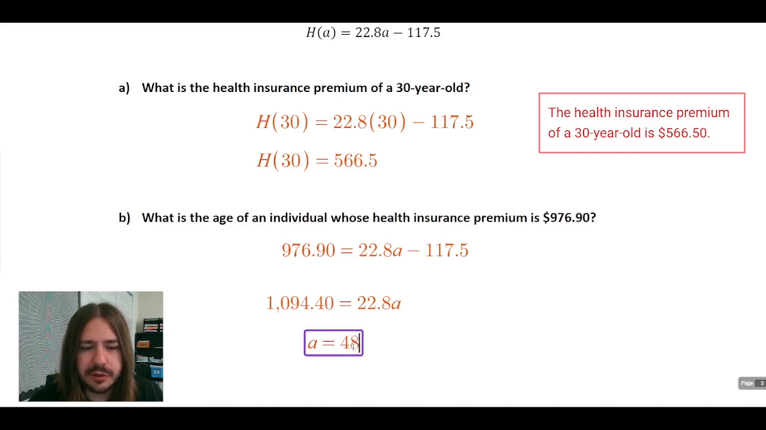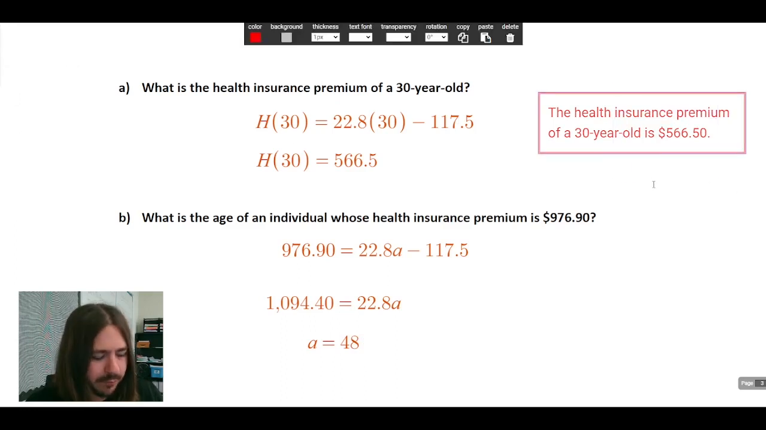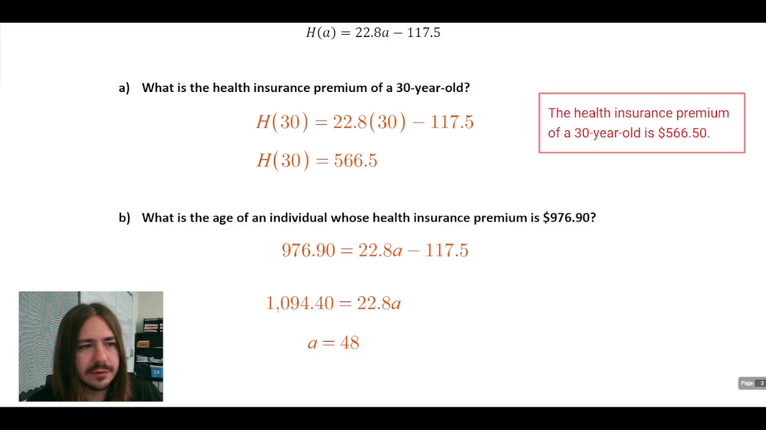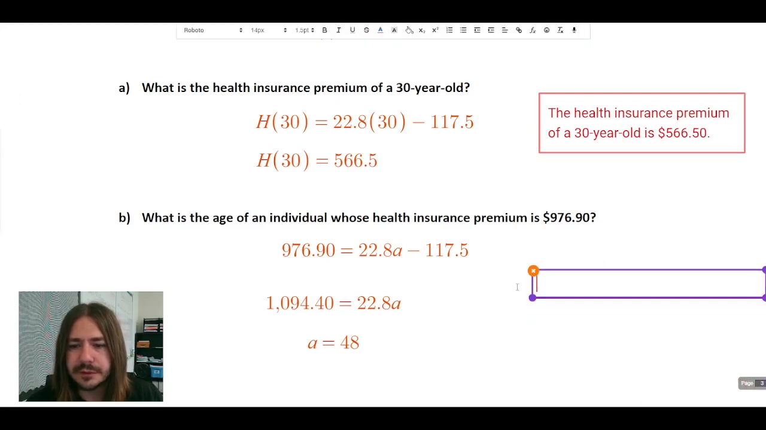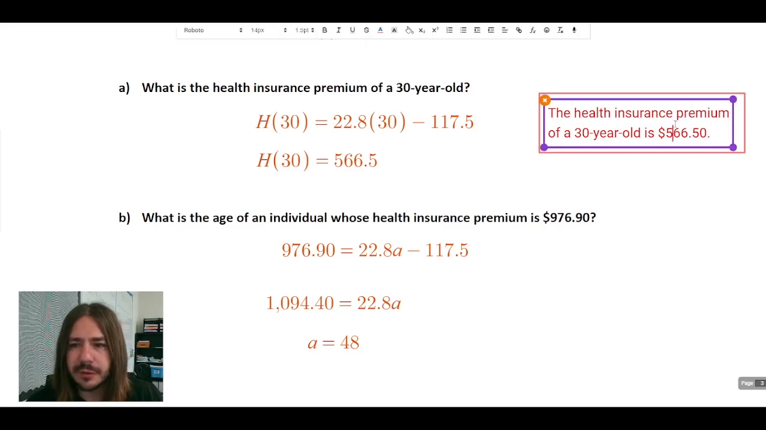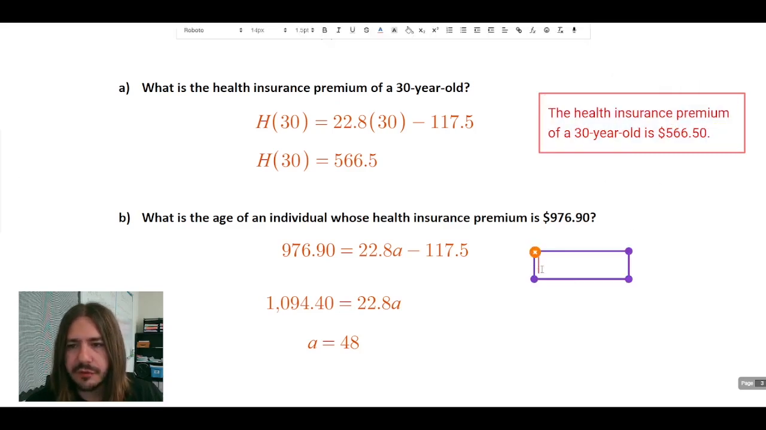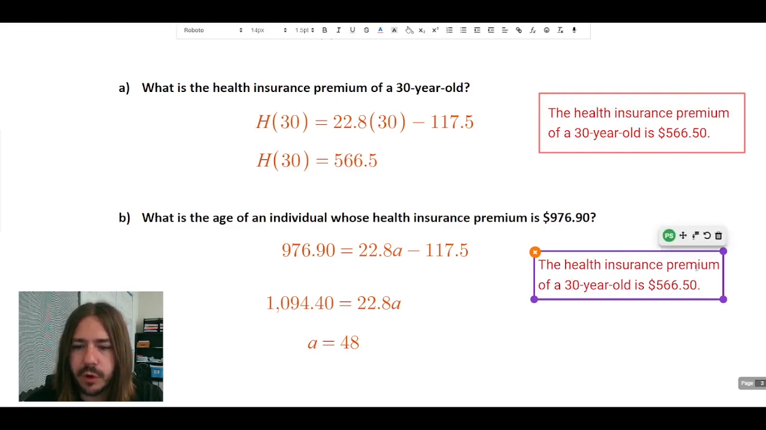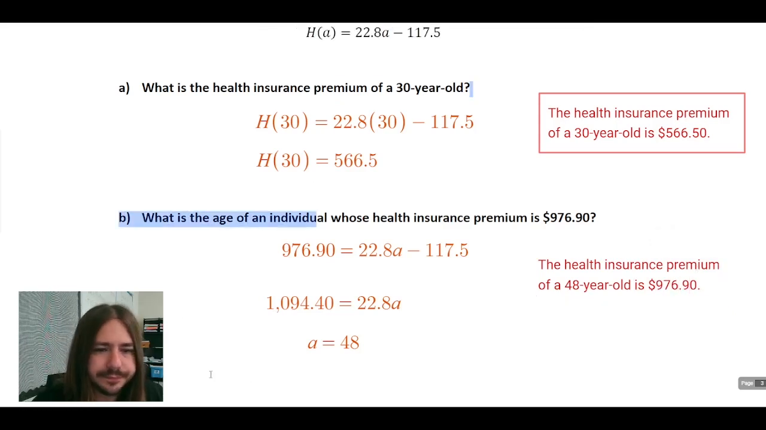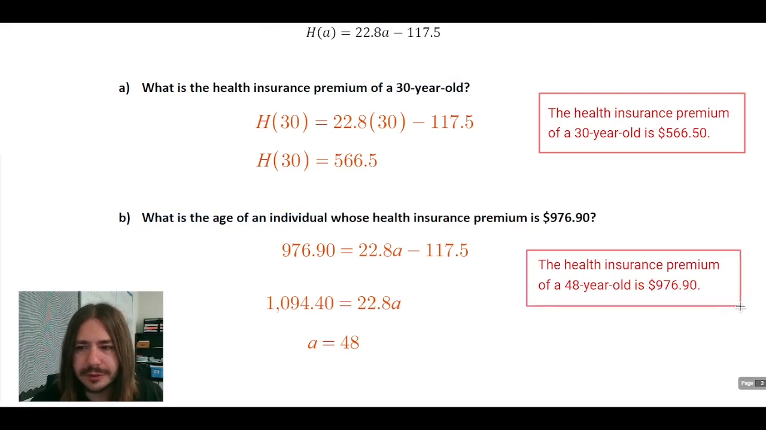So, as you get older, health insurance premium is going to go up. That does seem reasonable, because if you're older, you probably have more health problems. So the insurance company is going to take that into account, obviously. Okay, so I just want to copy this. The health insurance premium for a 48-year-old is $976.90. Again, pretty expensive, huh? Insurance ain't cheap.